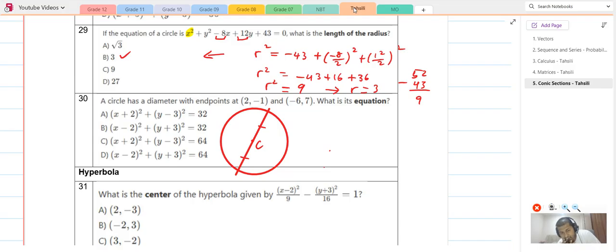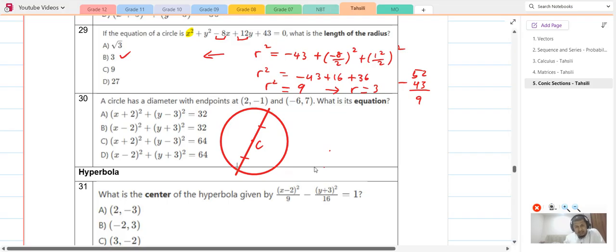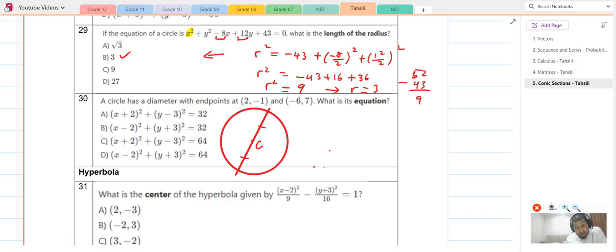2 and minus 1. I'm just trying to figure out which quadrant this is in. 2 and negative 1 and minus 6 and 7. Yeah, it's fine. You can put 2 and negative 1 here. So first we find the center. Center is the midpoint. So add the two x values divided by 2. So 2 minus 6 divided by 2. Minus 1 plus 7 divided by 2. So the center is now minus 4 divided by 2 is minus 2, and 6 divided by 2, which is 3. So we got the center.